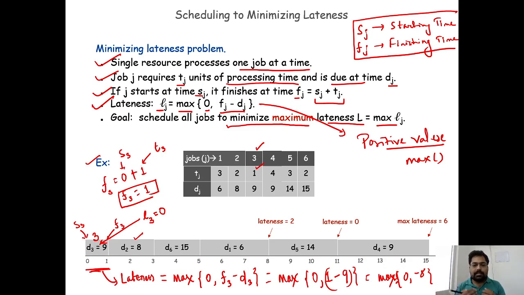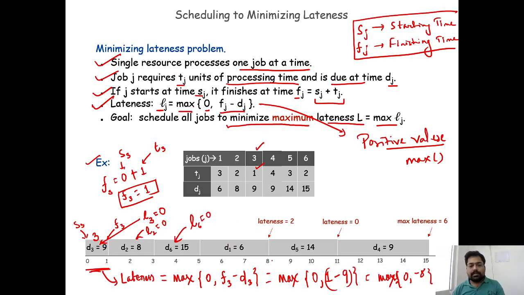Within 3 seconds it has been completed. The second one is completed within 3 seconds, and it must be completed within 8 seconds, so definitely there is no lateness. So here the lateness is 0. In this case it could be completed within 15 seconds, but here we completed it in 5 seconds, so lateness will not be negative, that's positive. We can say it's 6 would be 0.